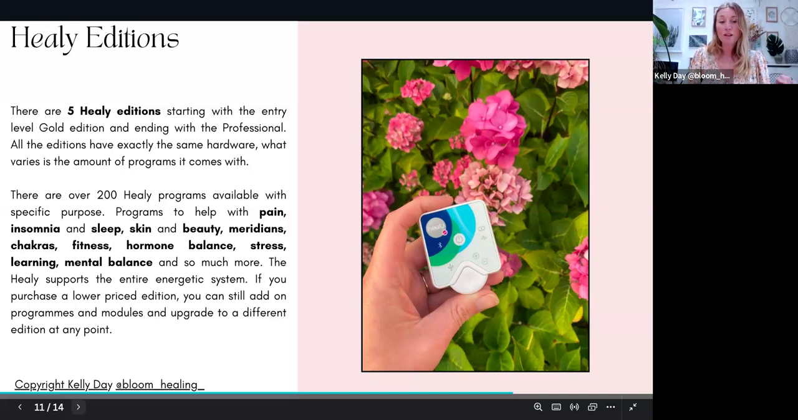And if you purchase a lower edition Healy, you always have the opportunity to add program groups onto your Healy or upgrade at any moment in time. It is more cost efficient if you are able to purchase the model that you can afford the most.